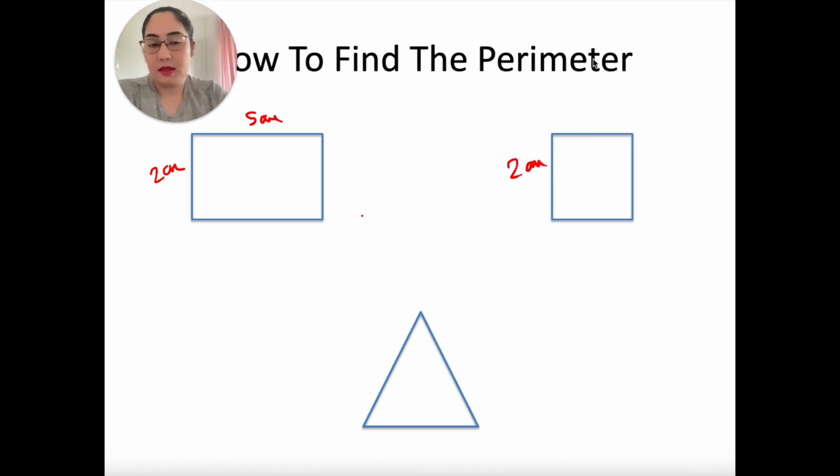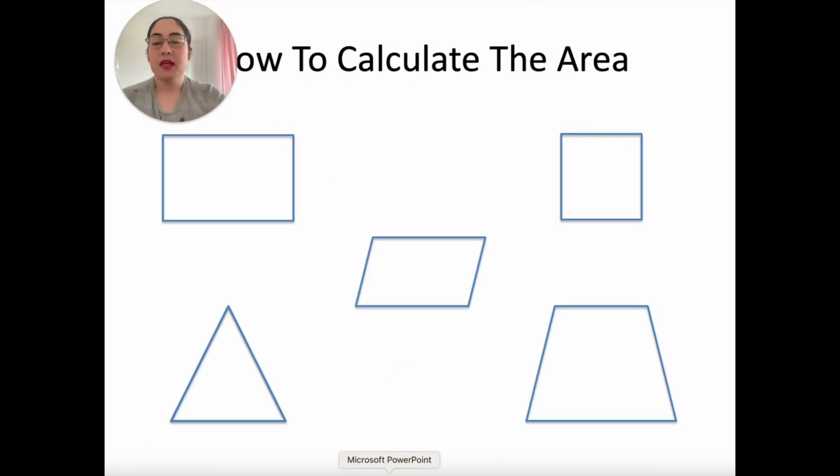So if one side is 2 centimeters, all the others are going to be 2 as well, and we just add 2 to 2 to 2 to 2, or 2 times 4 because there's 4 of them. And same thing again with a triangle. We find what the lengths are and then add them together, and we've got the perimeter. So to find the perimeter of any shape, we just add all the lengths together.